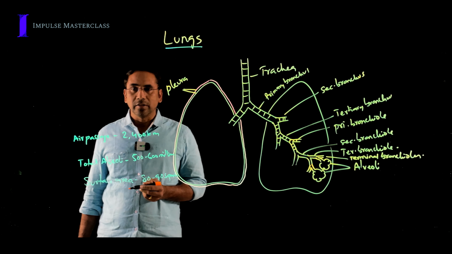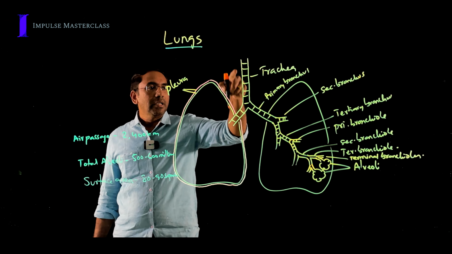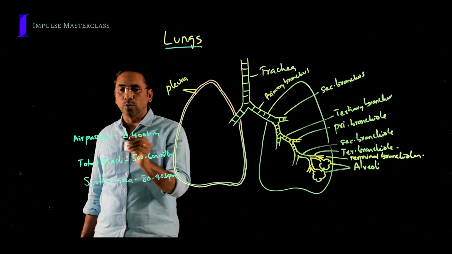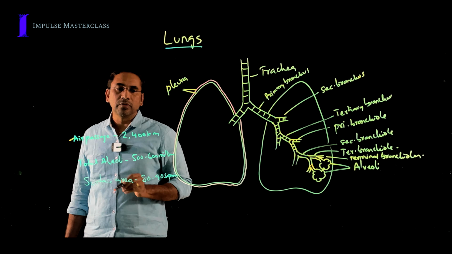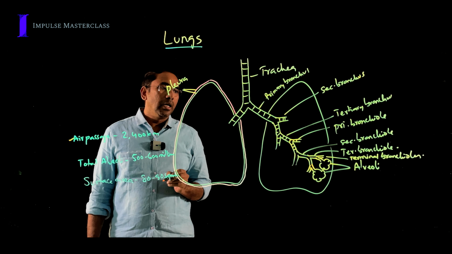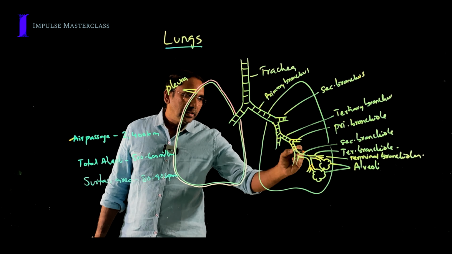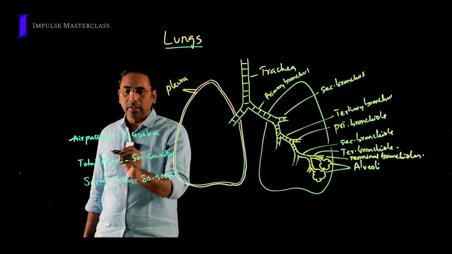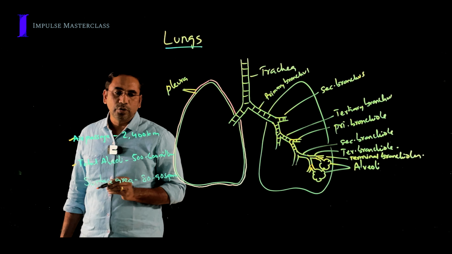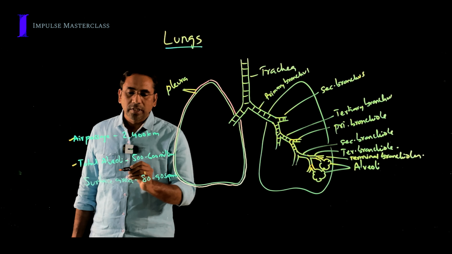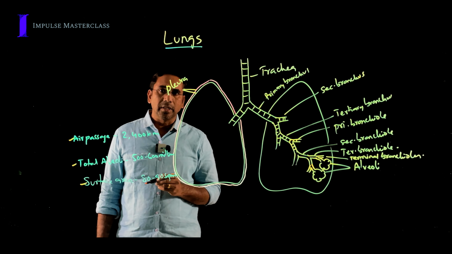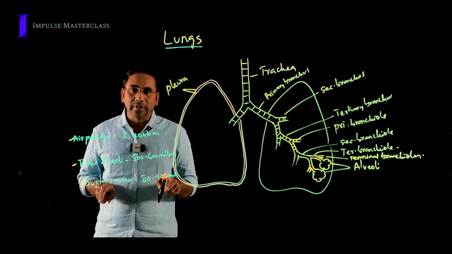Here I'll tell you one interesting fact. The total length of air passages in both the lungs in humans constitutes around 2,400 kilometers. And one more important thing, the total alveoli in both lungs together constitute 500 to 600 million, whose surface area is around 80 to 90 square meters. That is around the size of a tennis court.